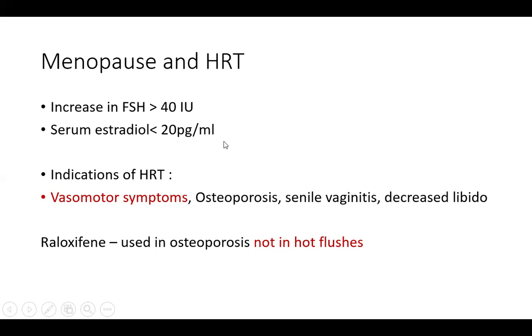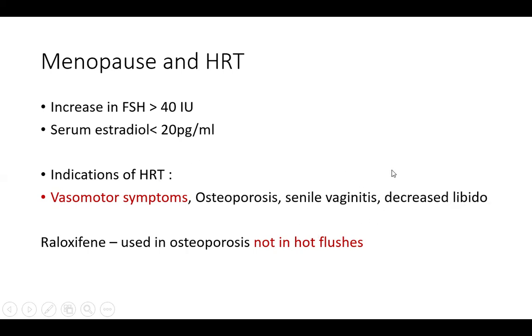So this is not a direct diagnostic criterion per se, but this will give some idea that menopause has occurred. And before giving any hormone replacement therapy, you should know the indications. It is given mainly for the vasomotor symptoms like hot flushes and night sweats, followed by osteoporosis, senile vaginitis, where we give a topical estrogen cream, and decreased libido.